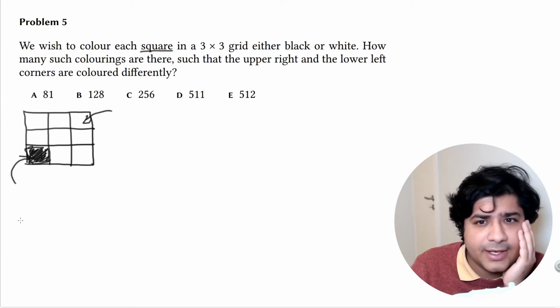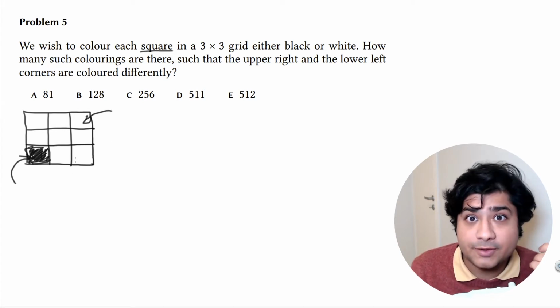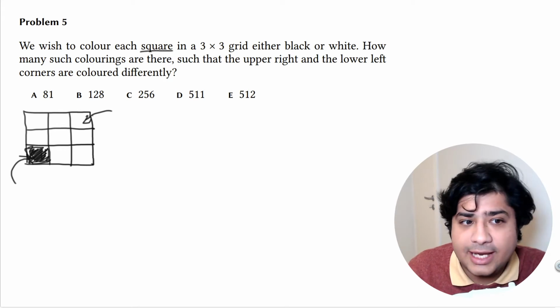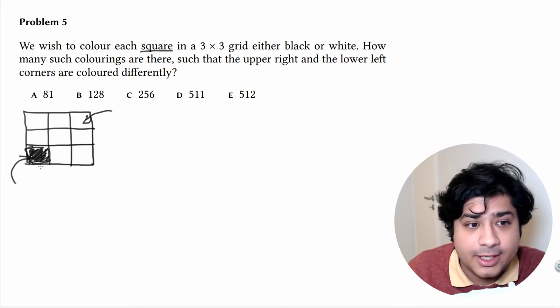Okay, so I suppose this one would be one of them, right? Because here you have black and here you have white and everything else is just white. That would be one of them.